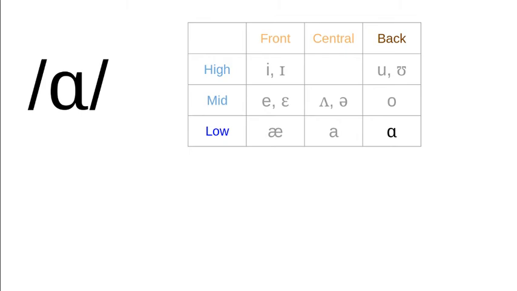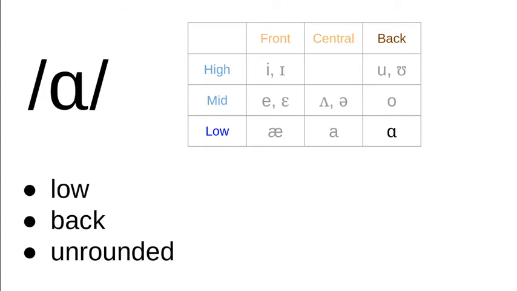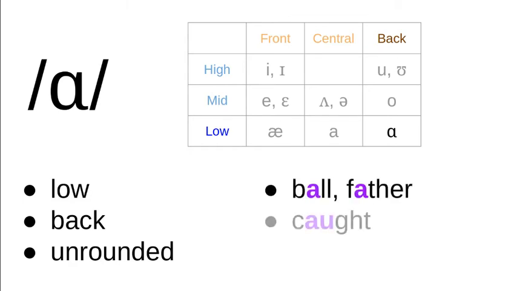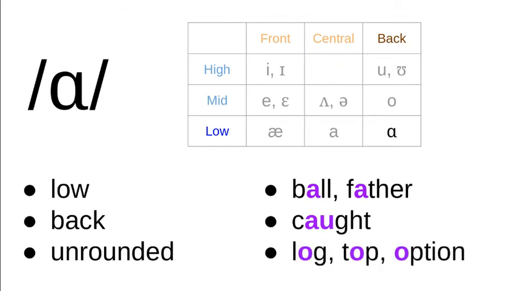Okay. This character represents the aw sound, and that's a low back unrounded vowel. So like with the other two A sounds, this one can be spelled with an A, as in ball or father, but there are other spellings, like caught, and more commonly it's spelled with an O, like in log, top, or option. For a reference word, I prefer ball or father because they have that A.